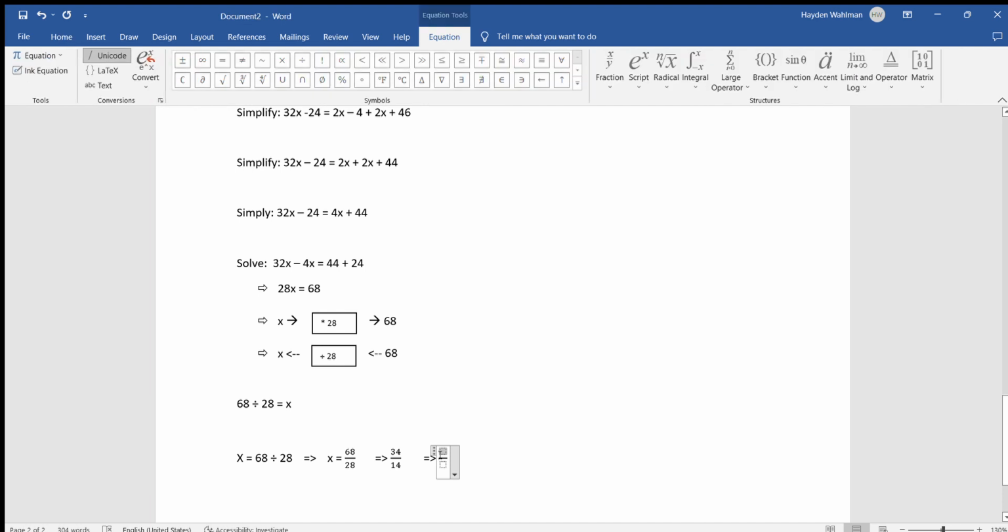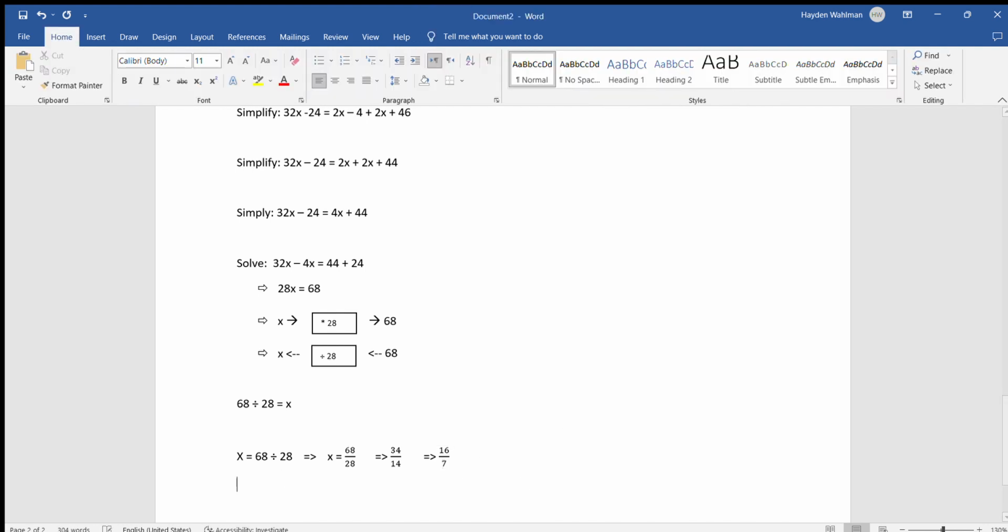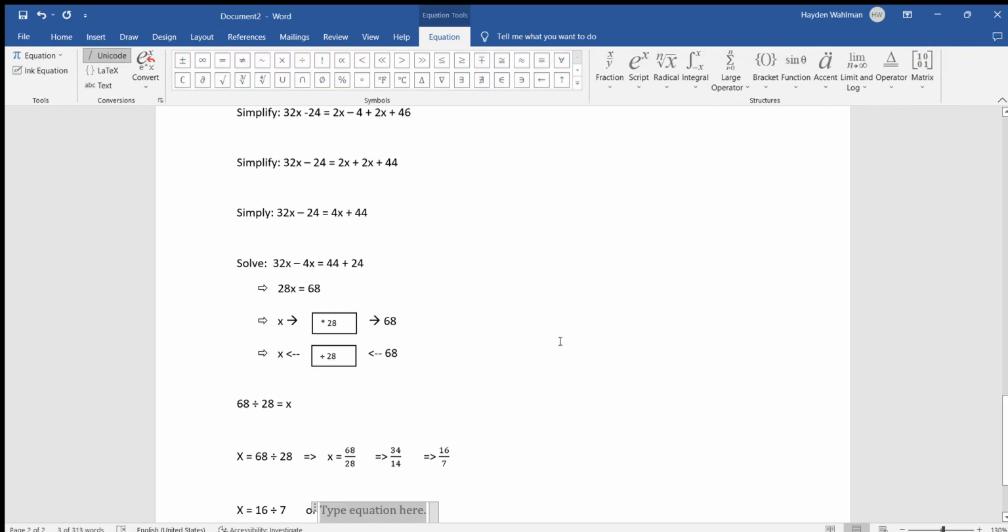34 divided by 2 is 17. 14 divided by 2 is 7. Okay, so 7 is a prime number, so we can't go any further than that. So the final answer is x equals 17 divided by 7. And you could write it, of course, in this other way. Same thing. I just like to show you guys that that's what's happening here because I feel like some of you don't know that. So the answer is 17 over 7, okay? 17 divided by 7. That's the final answer.